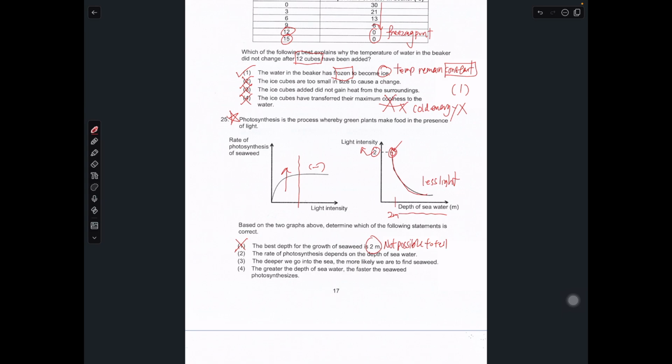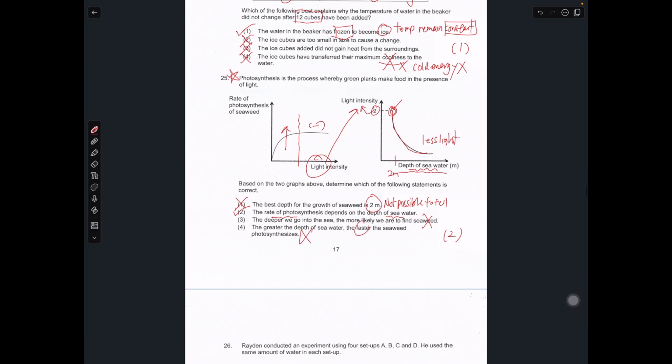The rate of photosynthesis depends on the depth. Yes, because the rate of photosynthesis is dependent on light, and light has something to do with the depth of the ocean. The deeper you go, the less light. So naturally, the rate of photosynthesis depends on the depth of the seawater. That is correct. The deeper we go, the more likely we are to find seaweed? This is something that's irrelevant to the graph. The greater the depth of the seawater, the faster the seaweed photosynthesizes? Wrong. It should be slower.